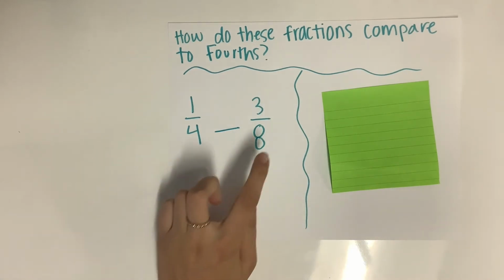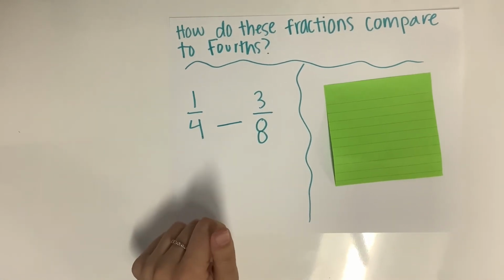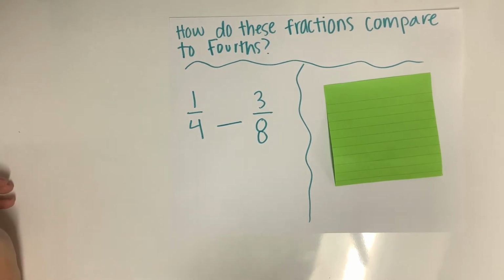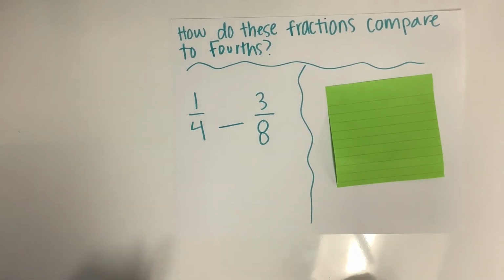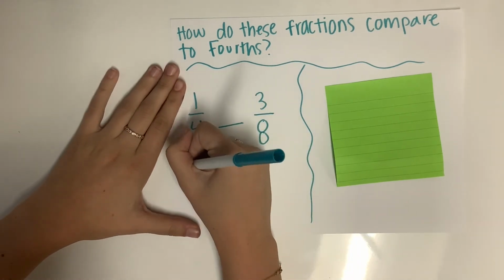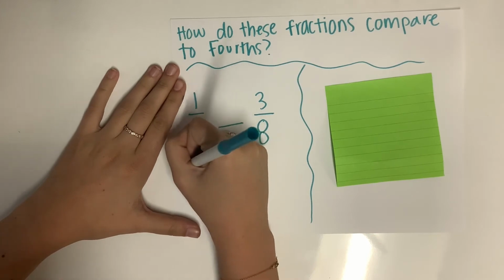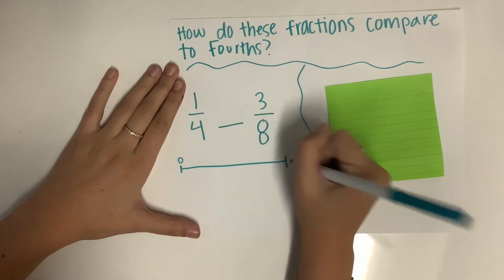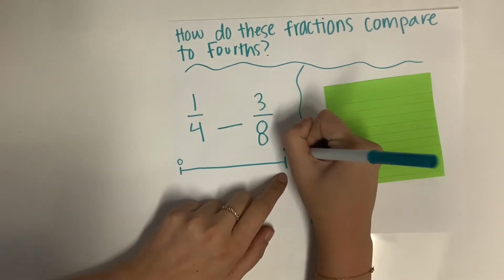1/4 and 3/8, they're both less than 1/2, so I can't really use that to help me. But now I'm going to see how they compare to fourths. Well, this is 1/4, and I think I want to draw a number line here. So I'm going to make this 0. And I'm going to make this side 4/4.